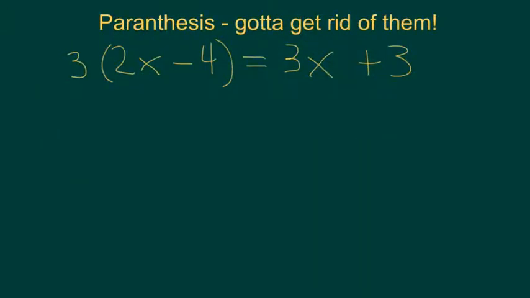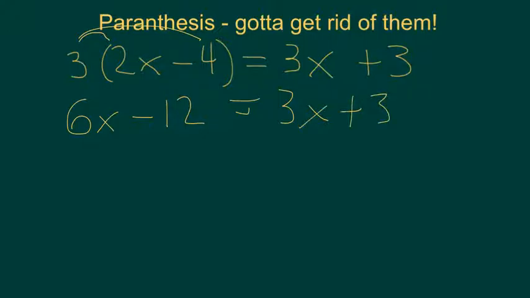Okay, there are going to be times when your equation is going to have parentheses. To get rid of parentheses, you're going to use the distributive property. To use the distributive property, we're going to multiply this outside number times everything inside of the parentheses. 3 times 2x gives you 6x. 3 times -4 is going to give you -12. So at this point, I have 6x minus 12 equals 3x plus 3.